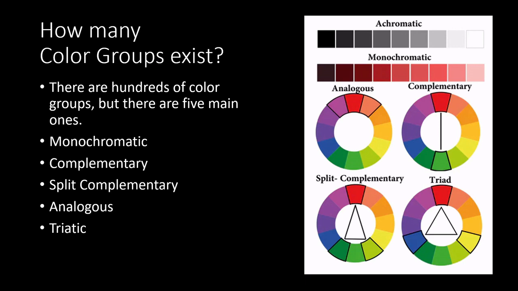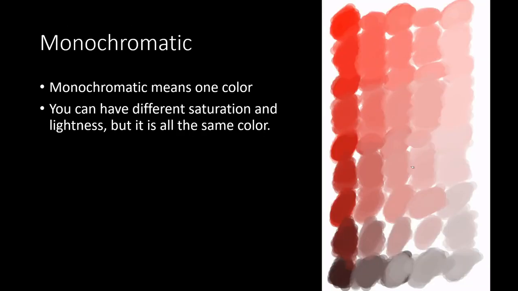In reality, there's hundreds of them, but for the purpose of this lesson, we are only going to be focusing on 5, and these are the top 5 basic, most simple color groups or color harmonies that are available. The first is called monochromatic, second is complementary, third is split complementary, fourth is analogous, and the last one is triadic. First, let's look at monochromatic.